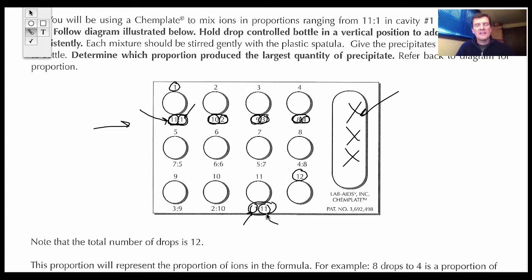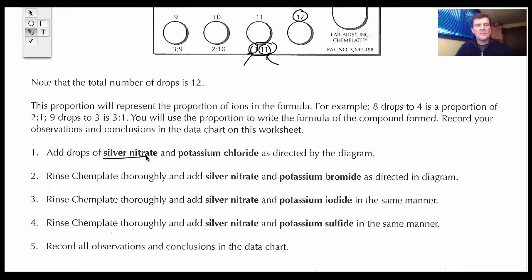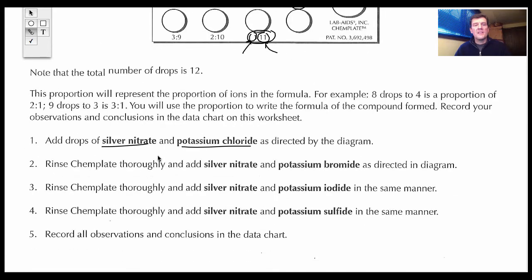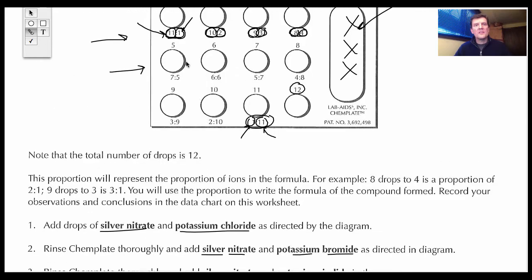You are going to be looking at how silver nitrate reacts with potassium chloride according to these ratios here. And then in a different chem plate, or a different student might do this one, we're also going to look at silver nitrate with potassium bromide. And then we'll look at silver nitrate with potassium iodide, and silver nitrate with potassium sulfide. All 4 of these are going to be combined in these different ratios.